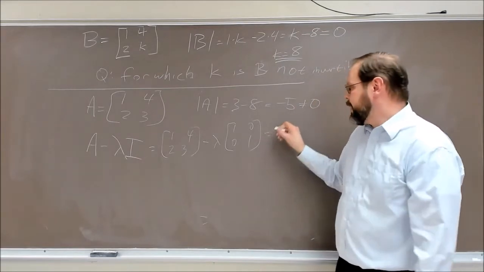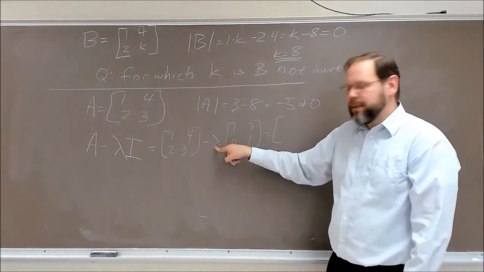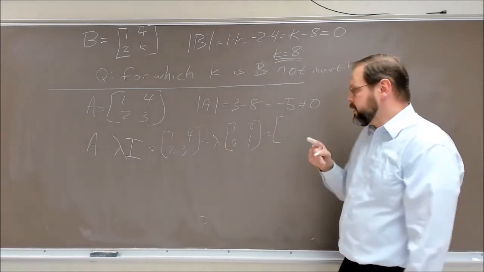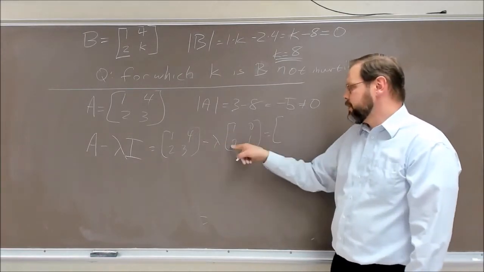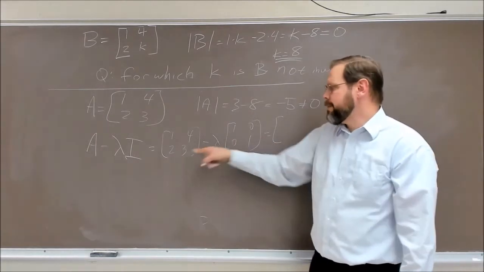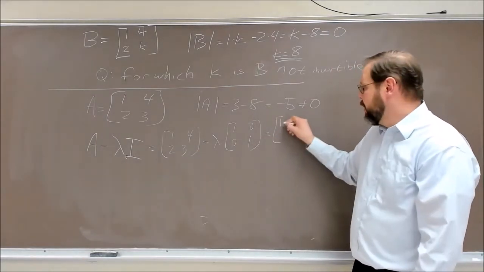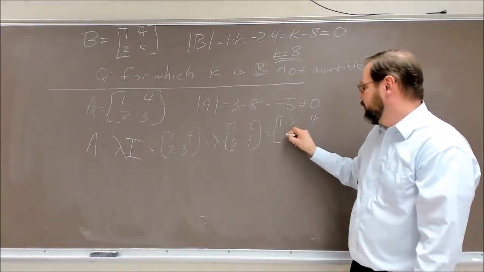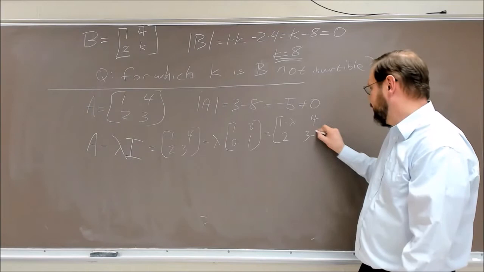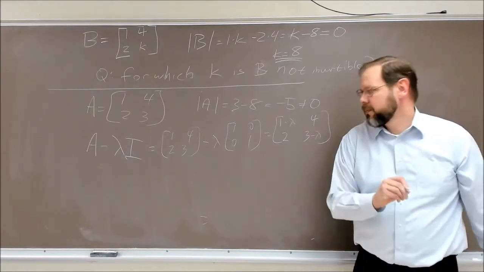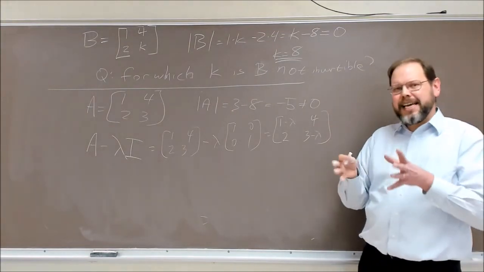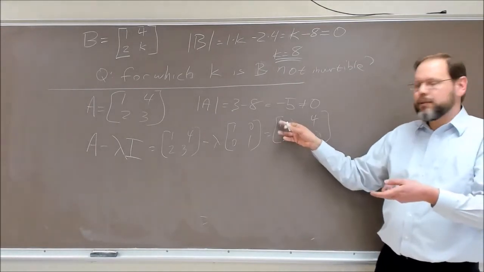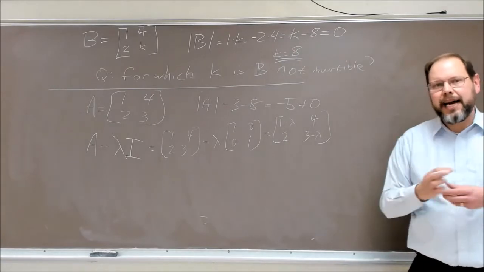Okay, how do I multiply a scalar times a matrix? Well, I multiply it term-wise. And so I'd have a lambda, 0, 0, lambda here. So A minus lambda I, I could write this way: 1 minus lambda, 4, 2, and 3 minus lambda. So this process of taking a matrix A minus lambda I, essentially what we're doing is subtracting off a lambda along the diagonal entries.